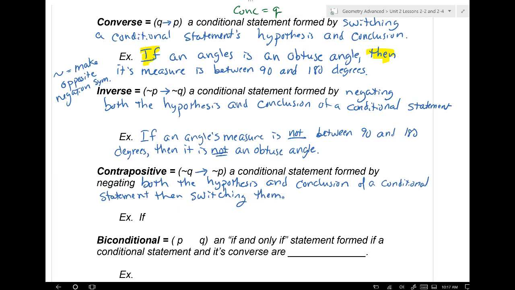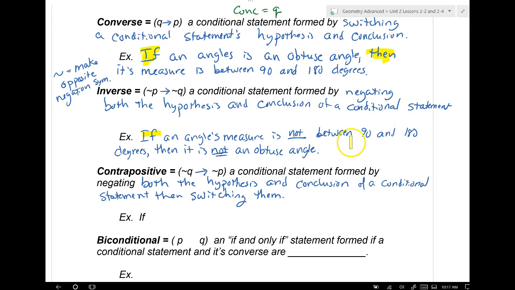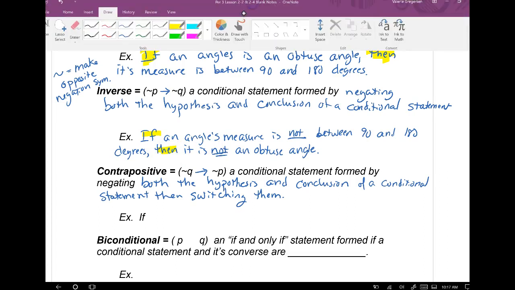Does it really matter if you switch them, then negate, or negate, then switch? Think about that. Does it really matter which direction you go? No, but you need to be able to do both. Again, let me emphasize this. What does not move? The if and then do not move. Notice they did not move on the inverse. They did not move on the converse. But we just need to make sure that we write it well.